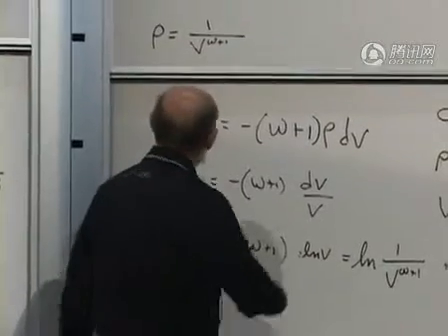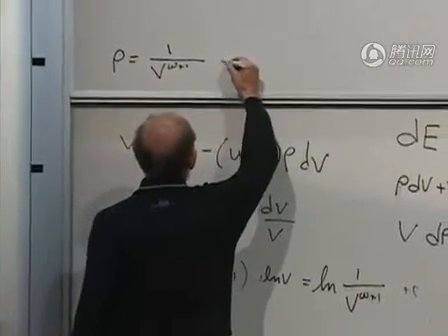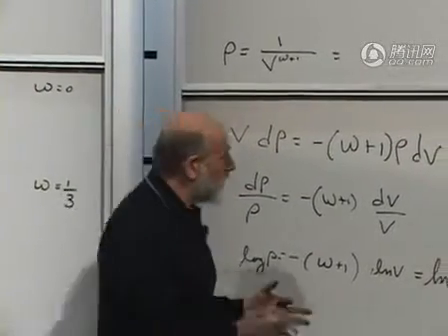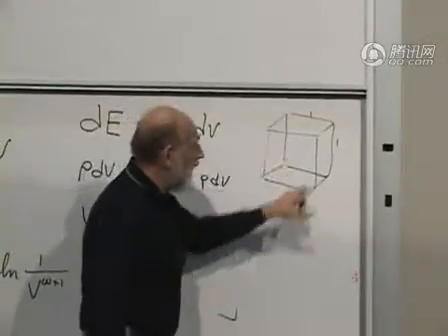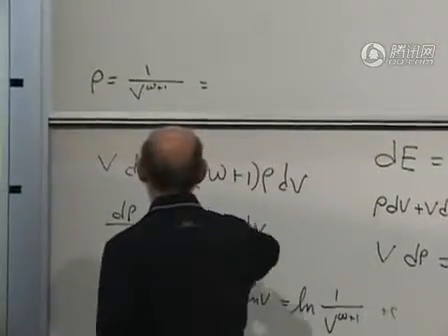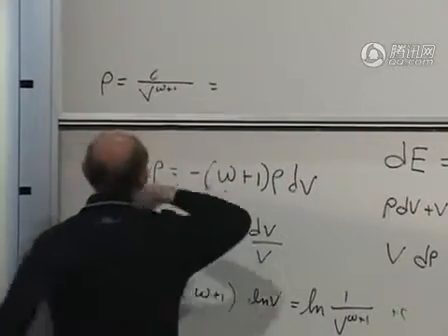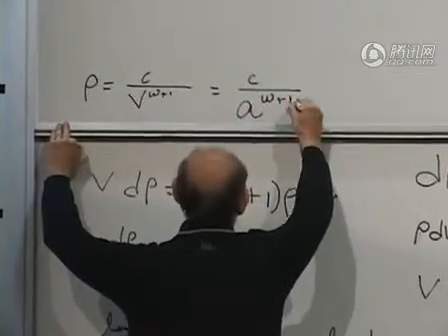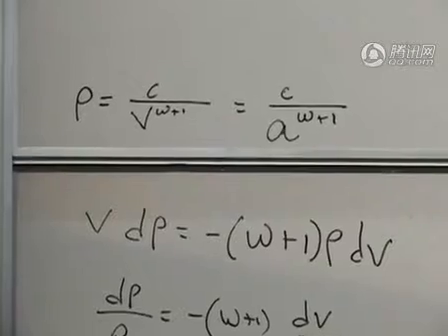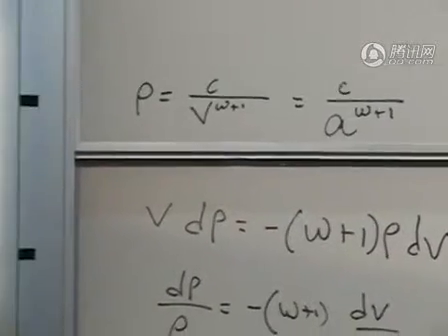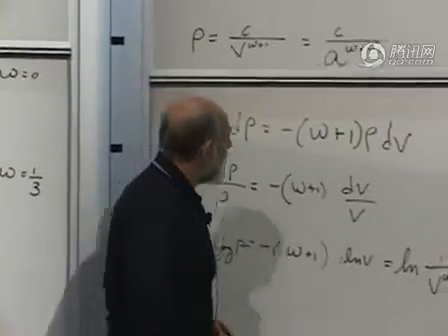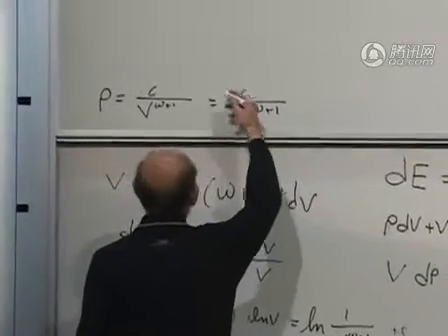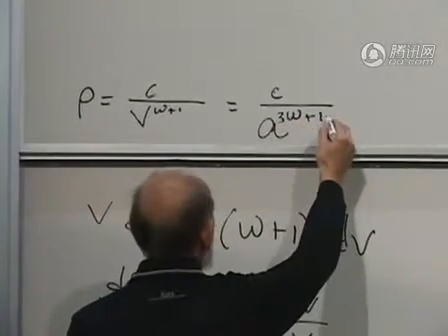And what does it tell us? It tells us that rho, what's the volume of the box? Proportional to a cubed. If I take a box which is 1 unit on the side, its volume is a cubed. So what does it tell me? Well, there's a numerical constant divided by a to the w plus 1. That tells me how the energy density changes as you expand the box. Well, did I get it right? No, I didn't get it right. There's a 3. V is a cubed, so it's 3w plus 3.